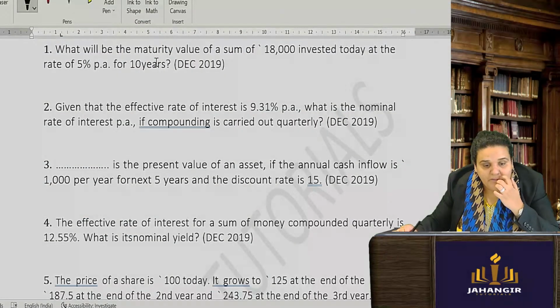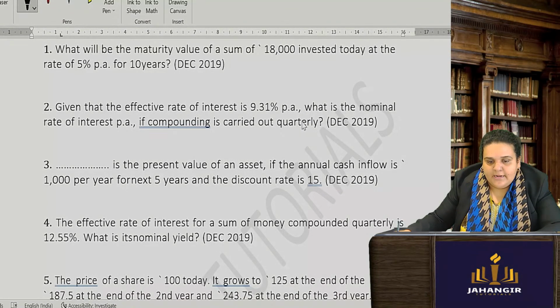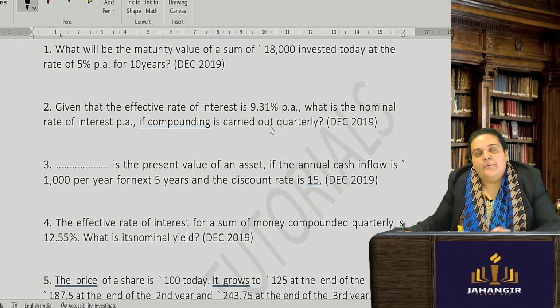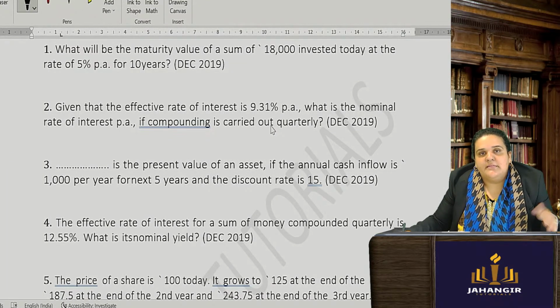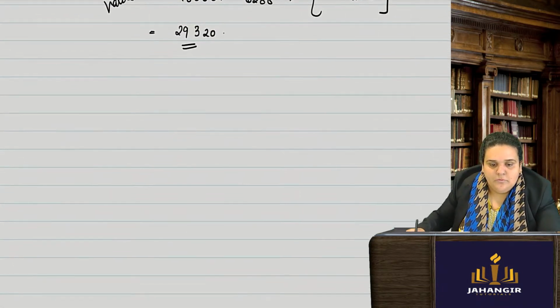Going to the next sum. Given that the effective rate of interest is 9.31% per annum, what is the nominal rate of interest per annum if compounding is carried out quarterly? Compounding means I am going to get 12% over the 12 months. But if I am getting interest every quarter, I am not going to get 12% every quarter. It will be 12 divided by 4, so I am going to get 3% interest per quarter, which completes my 4 quarters in the year. That is the meaning. So question number 2.